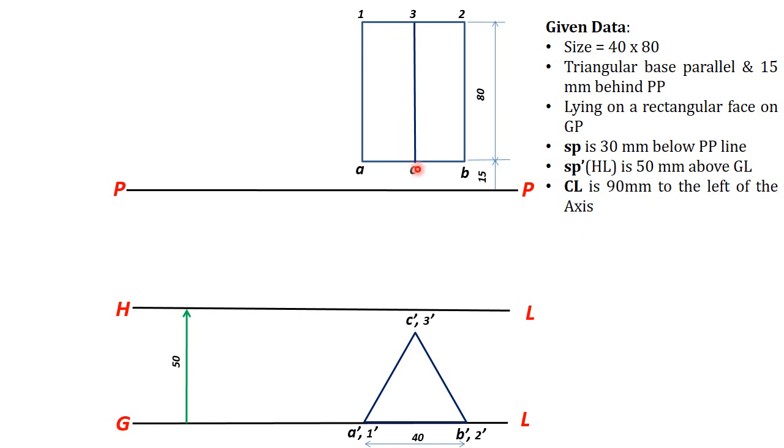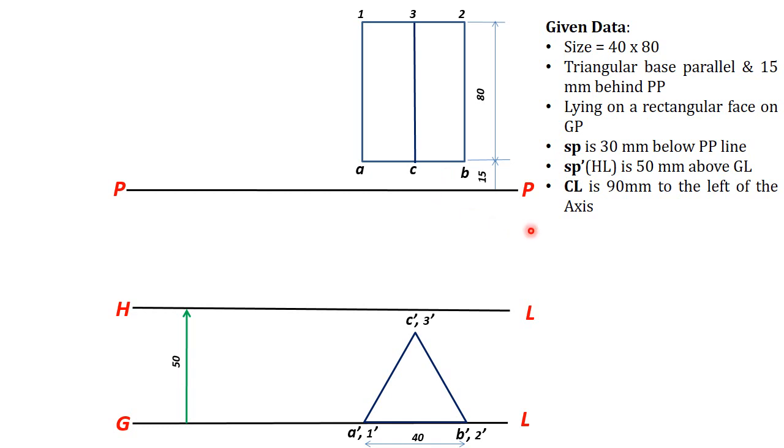Okay, and one triangular base is parallel to PP, so you can draw this line parallel with the PP line, and this base is 15 mm behind PP. It is given behind PP, so we can draw this line 15 mm above the PP. Okay, and the height of the prism is given as 80 mm, so you can complete the top view of the prism. Now we need to locate the station point's front view and top view.